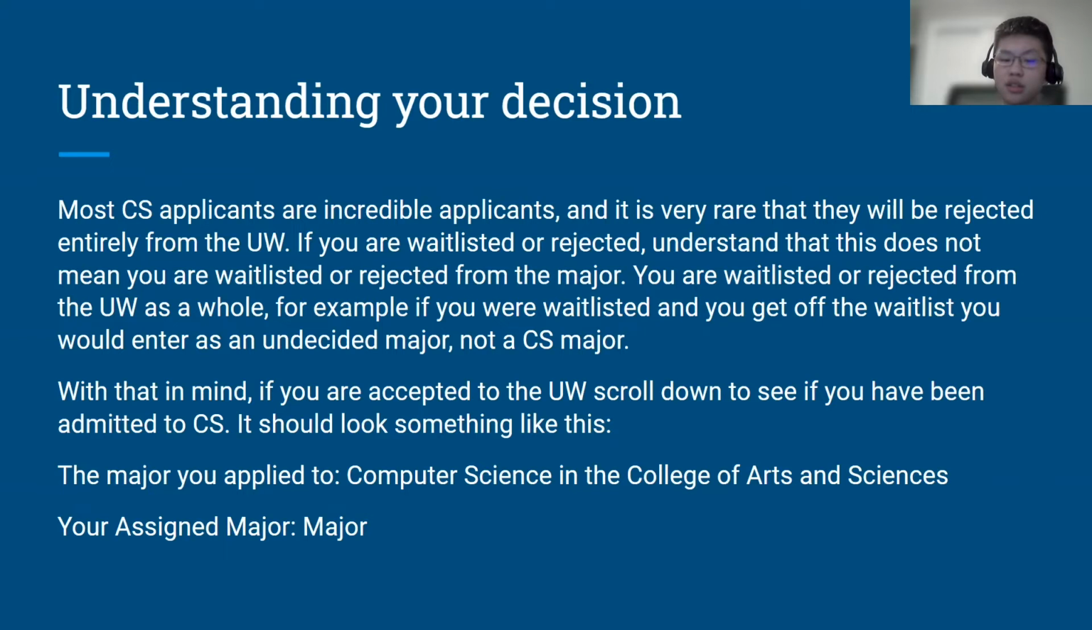So with that in mind, if you see a congratulations message at the top of your application portal, it's not over. Scroll down to see if you got into CS as well. Because if you see congratulations, that just means that you got into the UW. It doesn't necessarily mean you got into CS. So at the very bottom of your application portal, there's a page that says the major you applied to, and it will say like computer science or CE, and then it will say your assigned major. And next to it is the major that you got.